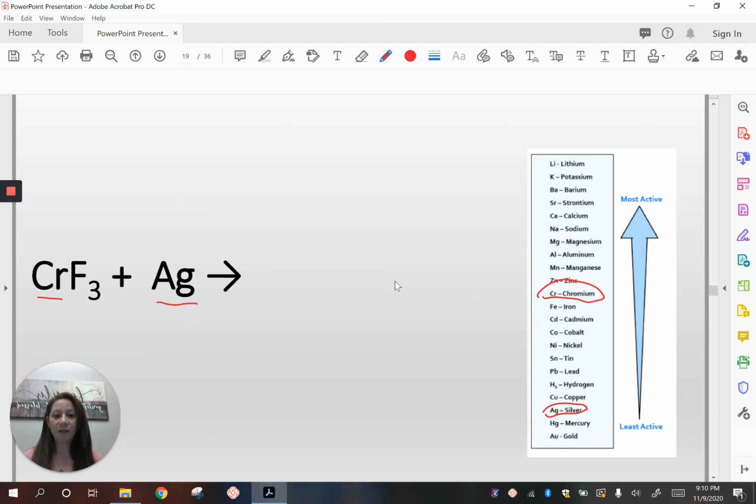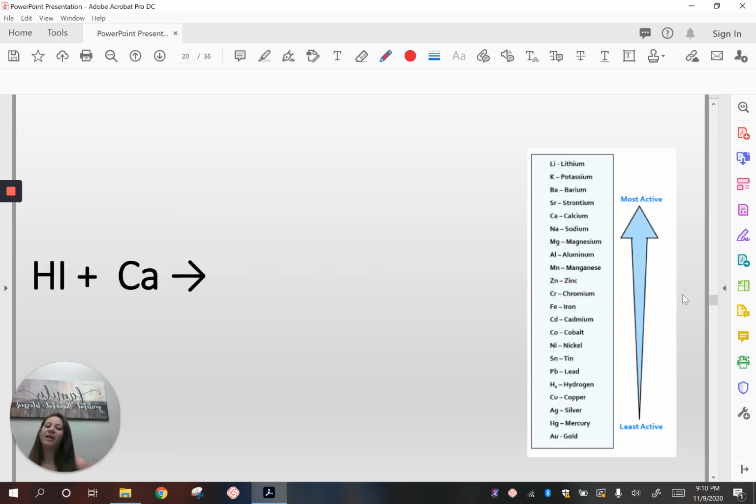Is chromium in a compound? Yes. The more reactive will be in a compound. Chromium is already the more reactive, and it's already in a compound. So that means no reaction will occur. Why? Because the more reactive one is already in a compound. So some of these single replacement reactions, the answer will be no reaction.